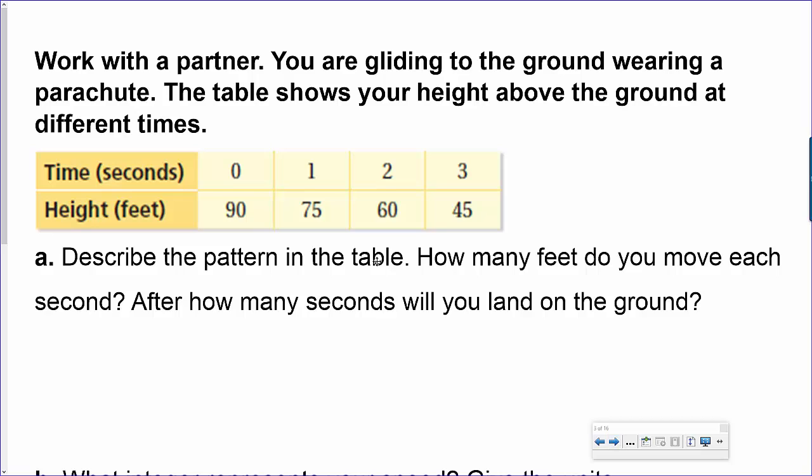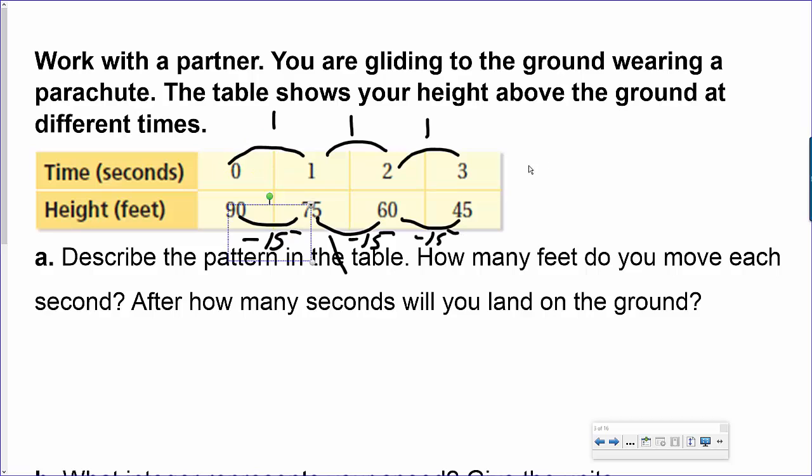For the next one, you're gliding to the ground wearing a parachute. The table shows your height above the ground at different times. At 0, I'm 90 feet above. At 1 second, I'm at 75, at 2, 60, at 3, 45. Describe the pattern. What's happening every time? The time is going up by 1 each time, and the height appears to be going down by 15 every time. So if I want to figure out 4 seconds, I take 45 minus 15 and get 30, and so on.